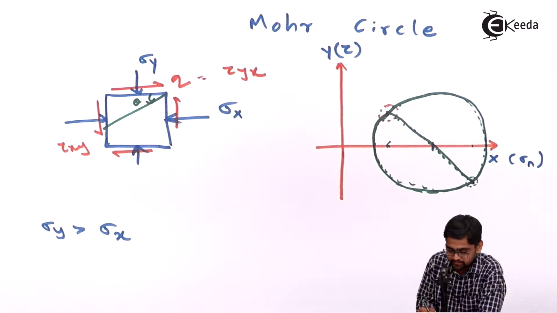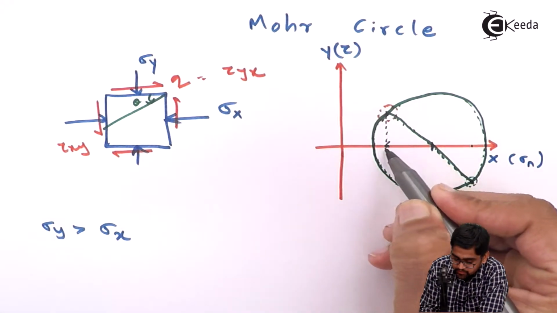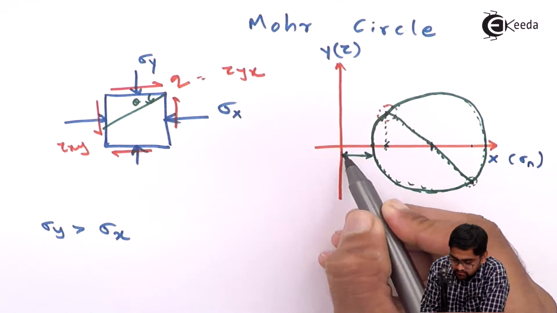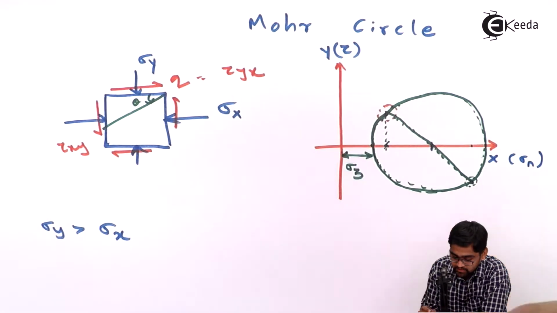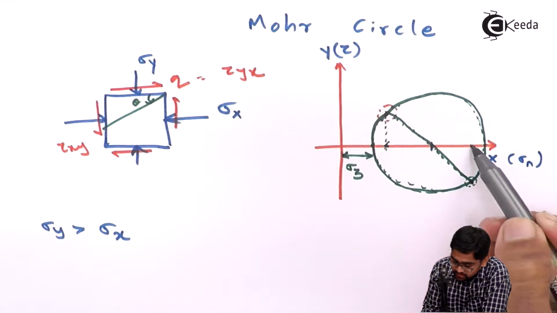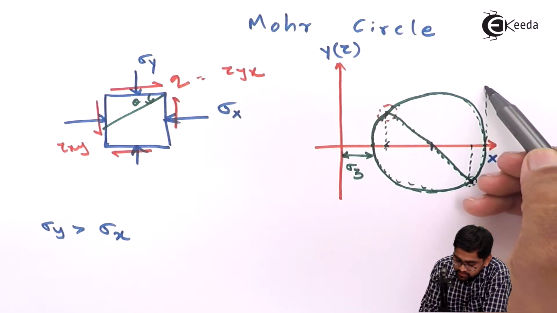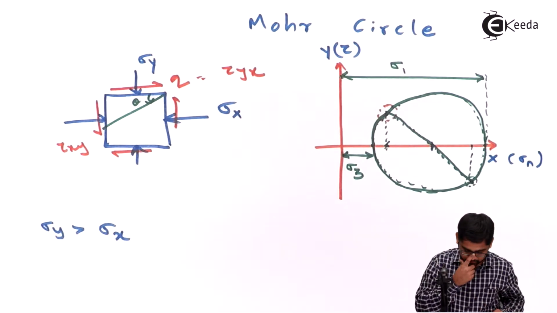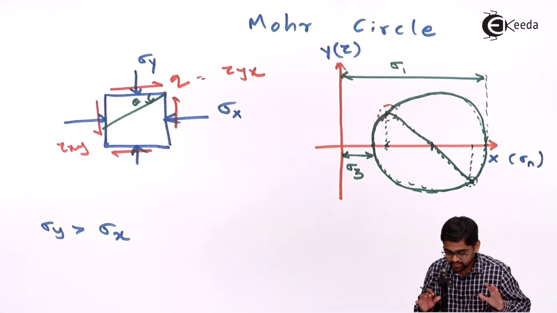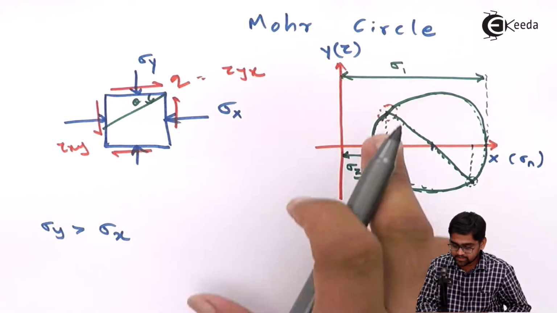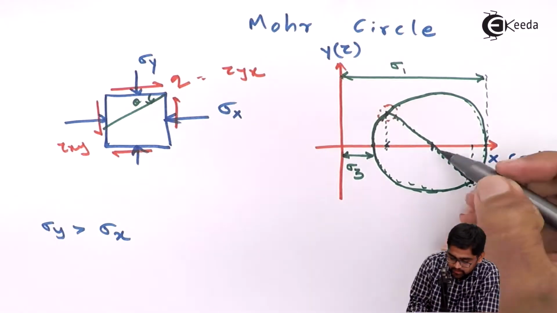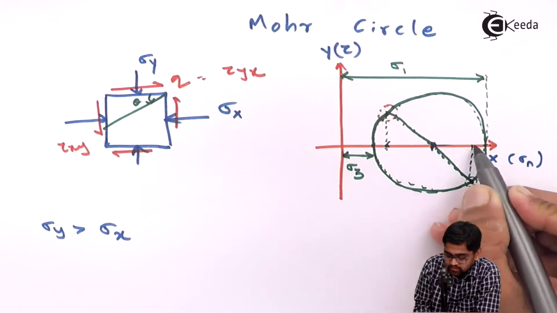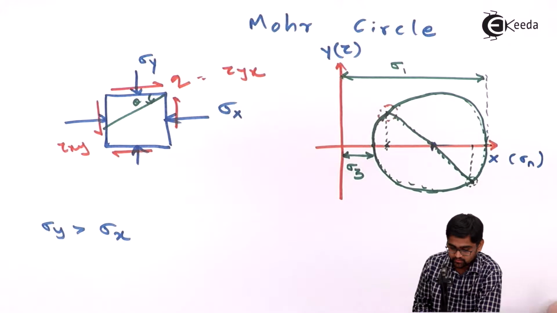And this is your sigma x. Do not confuse, this is your sigma x, and you'll get this as the minor principal stress, which is nothing but sigma 3, and this is your sigma y value, and this you will get as sigma 1, which is nothing but your major principal stress, sigma 1. So it's very clear from the diagram that sigma 1 equals, this is the radius of the circle. From this point you should mark this radius of the circle. So this plus this is your sigma 1 from the circle.